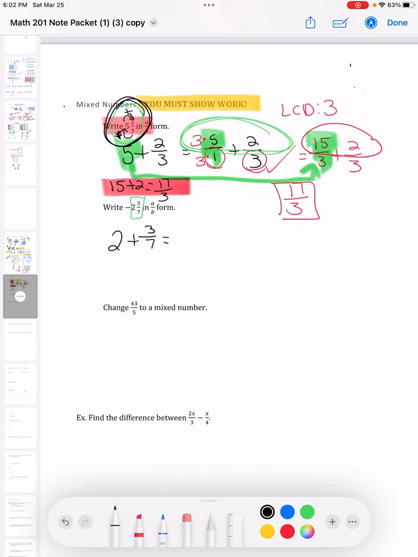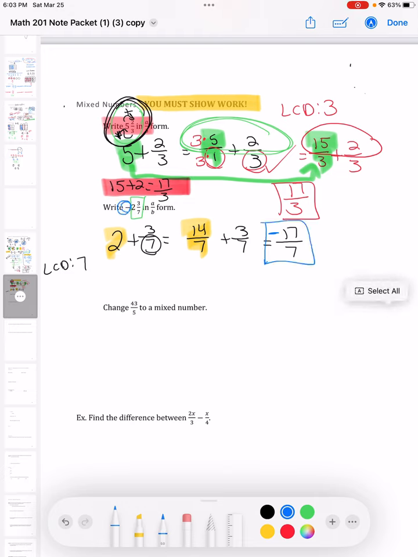My least common denominator for this is going to be 7 right here. So 2 could be 14 over 7. So 2 is the same thing as 14 over 7. So that would end up giving me 17/7. And then we don't want to forget that negative sign. So it's negative 17/7.